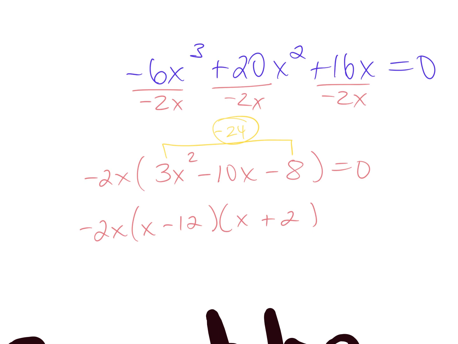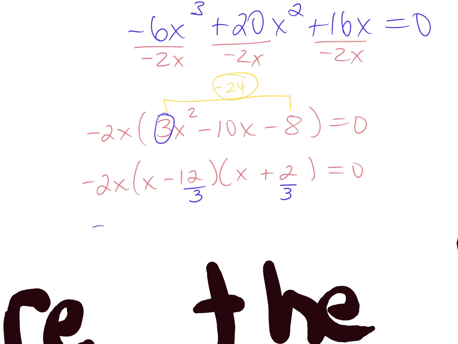Do I just set these equal to 0 now? What's the extra step I have to do? Yep. My a term is not 1. I need to divide each of these by 3. So I'm left with negative 2x. 12 divided by 3, perfect, x minus 4. 2 divided by 3, doesn't work out real pretty, so my 3 becomes my coefficient. I have 3x plus 2 equals 0.